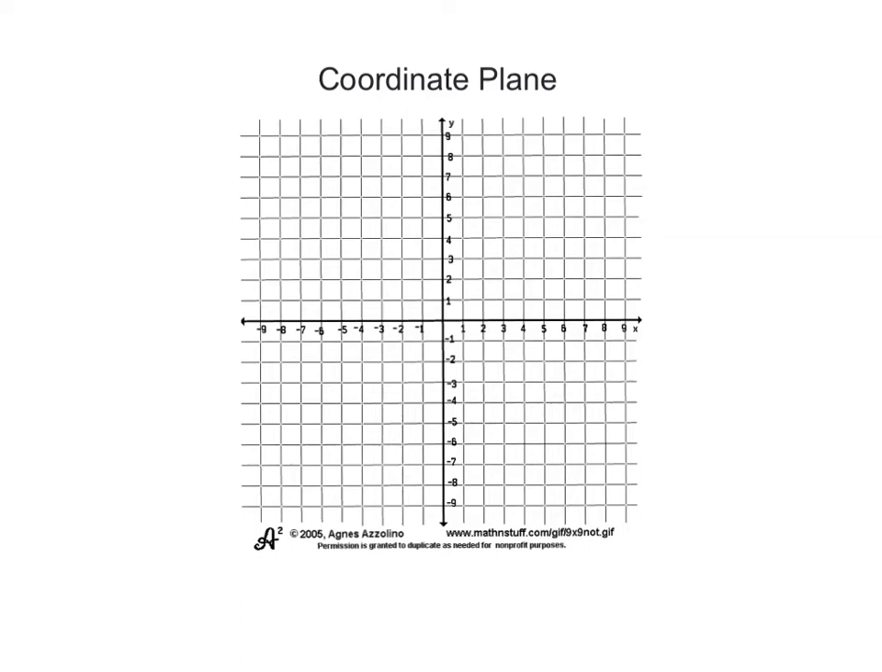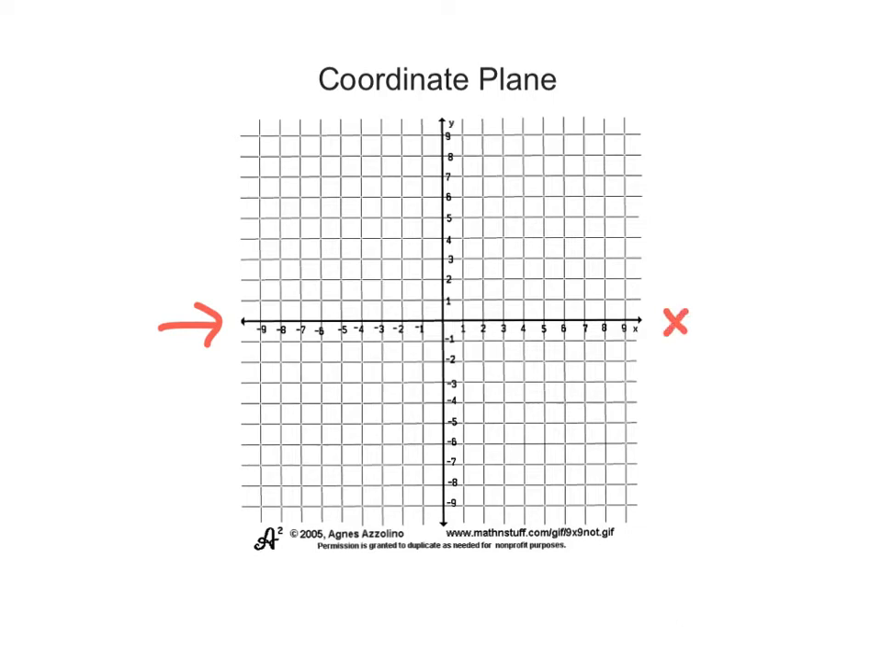Hello, tonight our lesson is on the coordinate plane. The coordinate plane is comprised of two axes. The horizontal axis, this one right here, is known as the x-axis. And it's just like a regular number line.